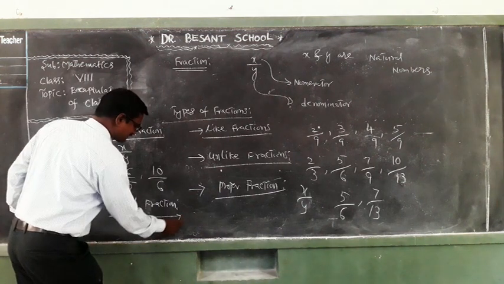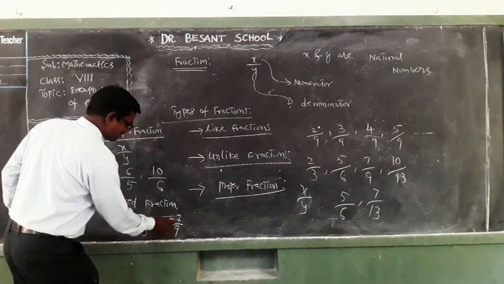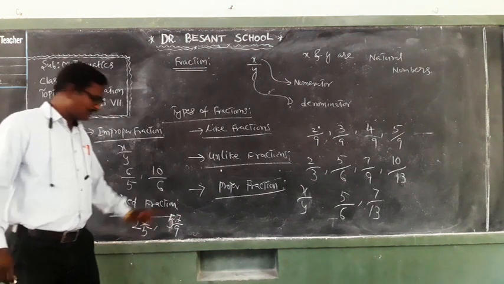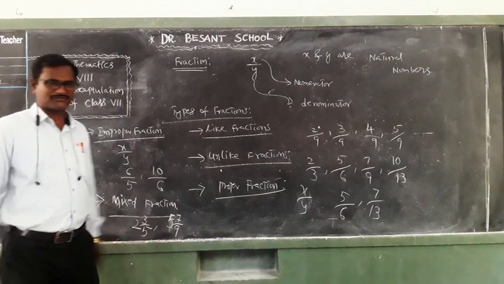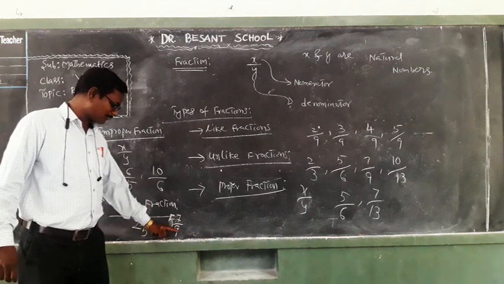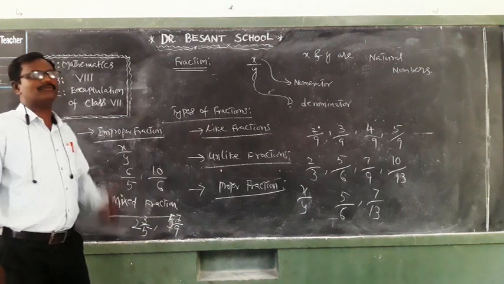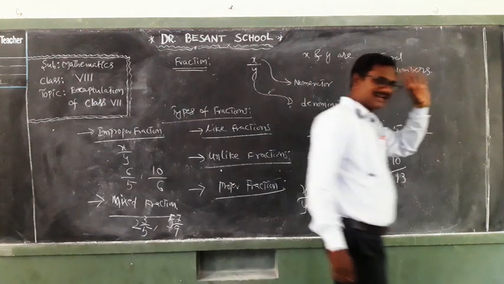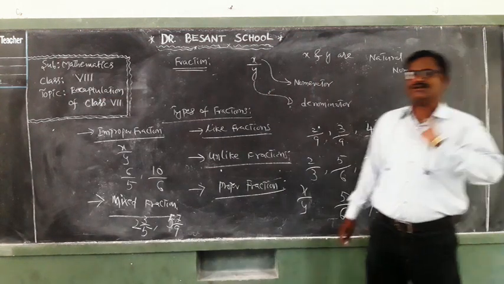Example, 5 and 7 by 9. If you see 5 and 7 by 9, 5 is a whole number. 7 by 9 is a proper fraction. So a combination of a whole number and a proper fraction is what type of fraction? Mixed fraction. So we discussed all these types of fractions when we learned from the 7th class, second chapter, fractions.